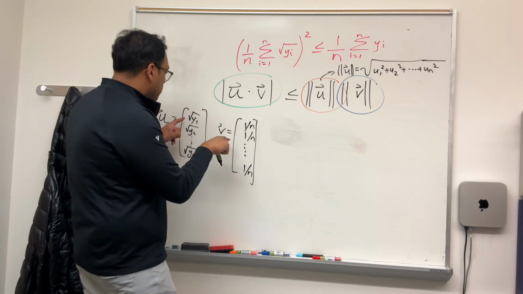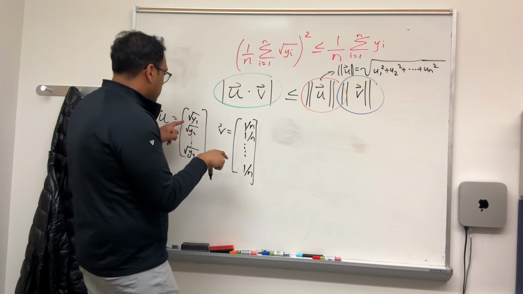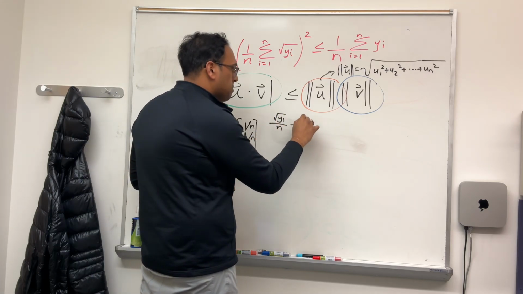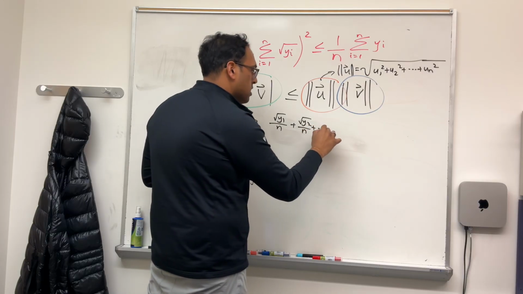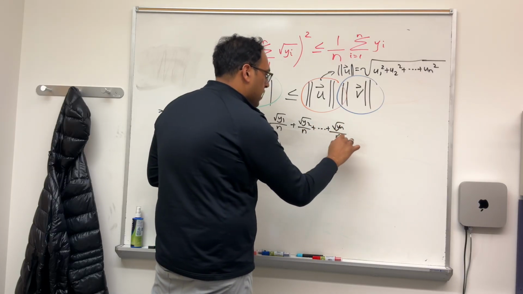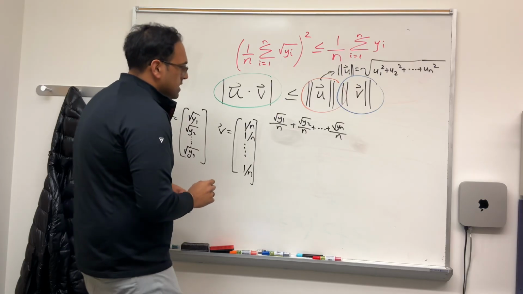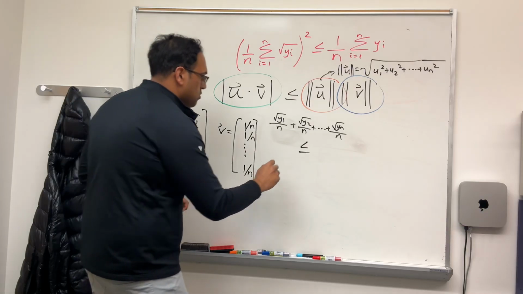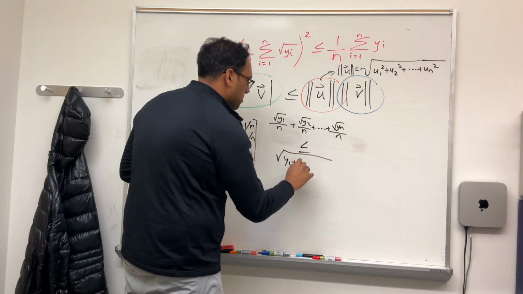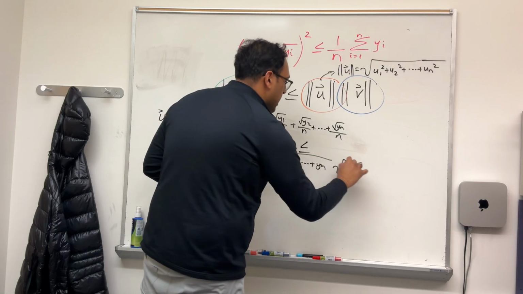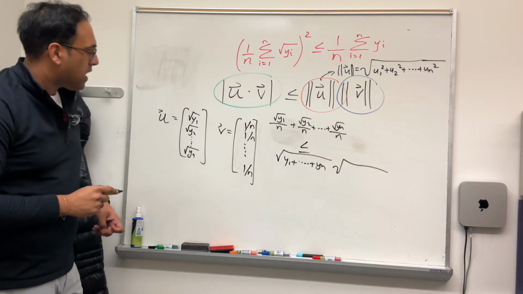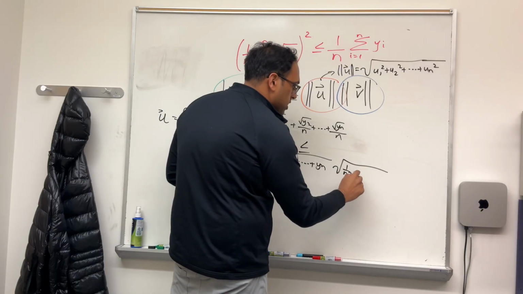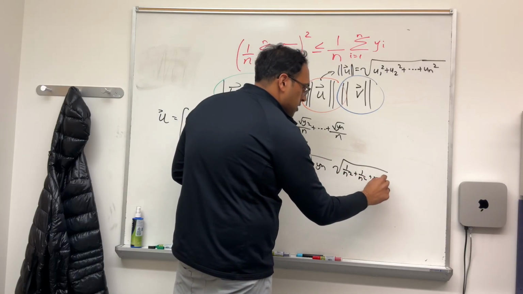What is the dot product of u and v? Well, this looks like to me root y1 over n plus root y2 over n all the way through root yn over n. Looks good. And that's going to be less than or equal to the length of u, which we've seen before, square root of y1 plus through yn, times now the length of this new v vector, which is different. It's going to be the sum of these things squared. So that's going to be 1 over n squared plus 1 over n squared, 1 over n squared.